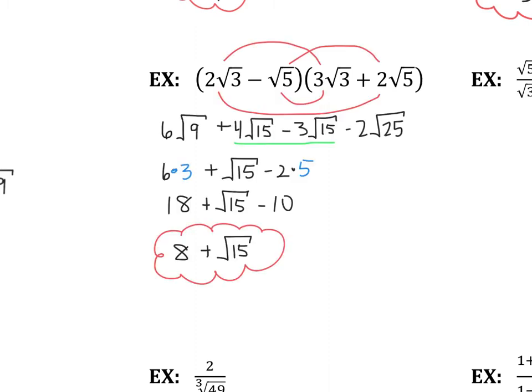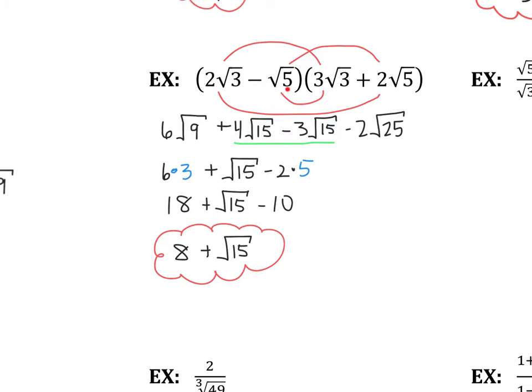Okay, check how you did. So 2 root 3 times 3 root 3, 2 times 3 is where we got 6. Root 3 times root 3 is square root of 9. If you jumped straight to saying 6 times 3, that's perfectly fine. Then 2 root 3 times 2 root 5. So 2 times 2 is where we got 4. Root 3 times root 5 is where we got root 15.